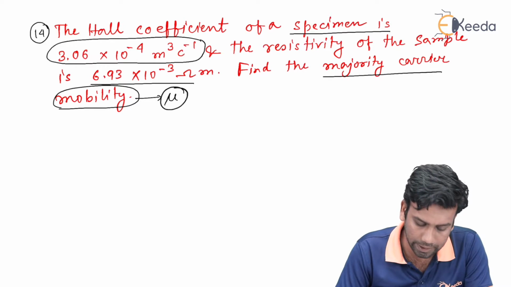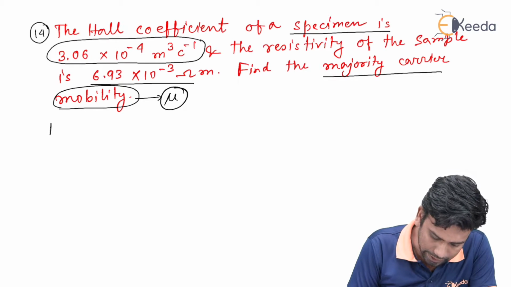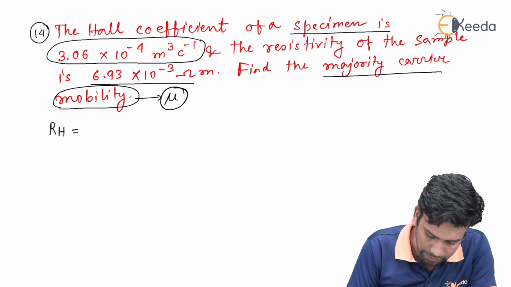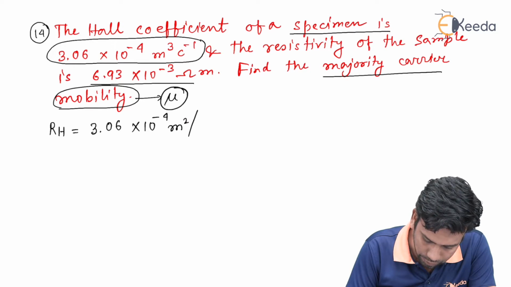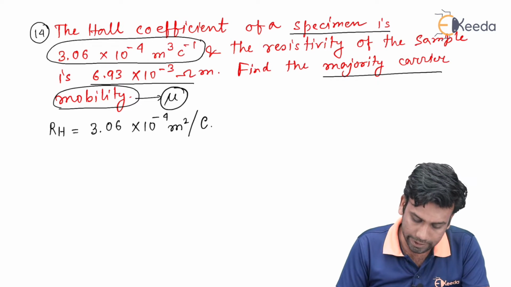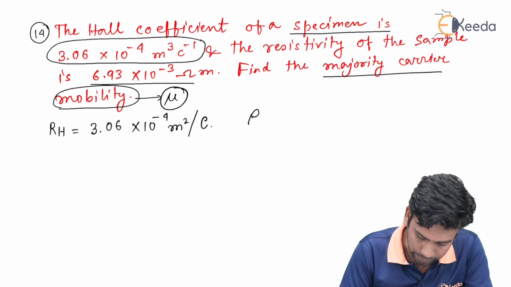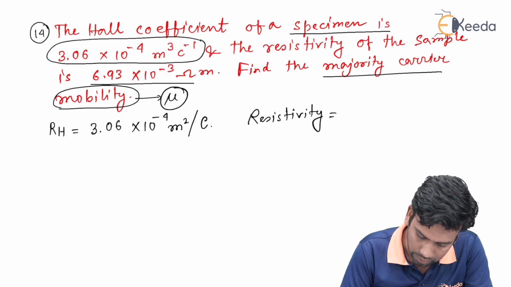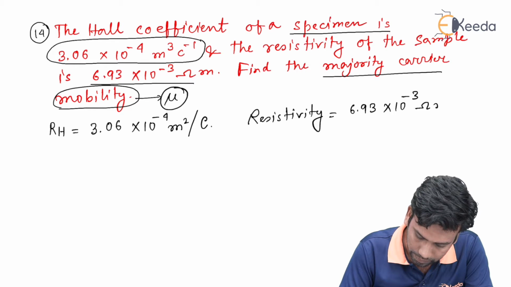Now, if we look at the data given in the numerical, the Hall coefficient RH is given by 3.06 into 10 to the power minus 4 meter cube per coulomb, and the resistivity value of the sample, rho, is given by 6.93 into 10 to the power minus 3 ohm meter.